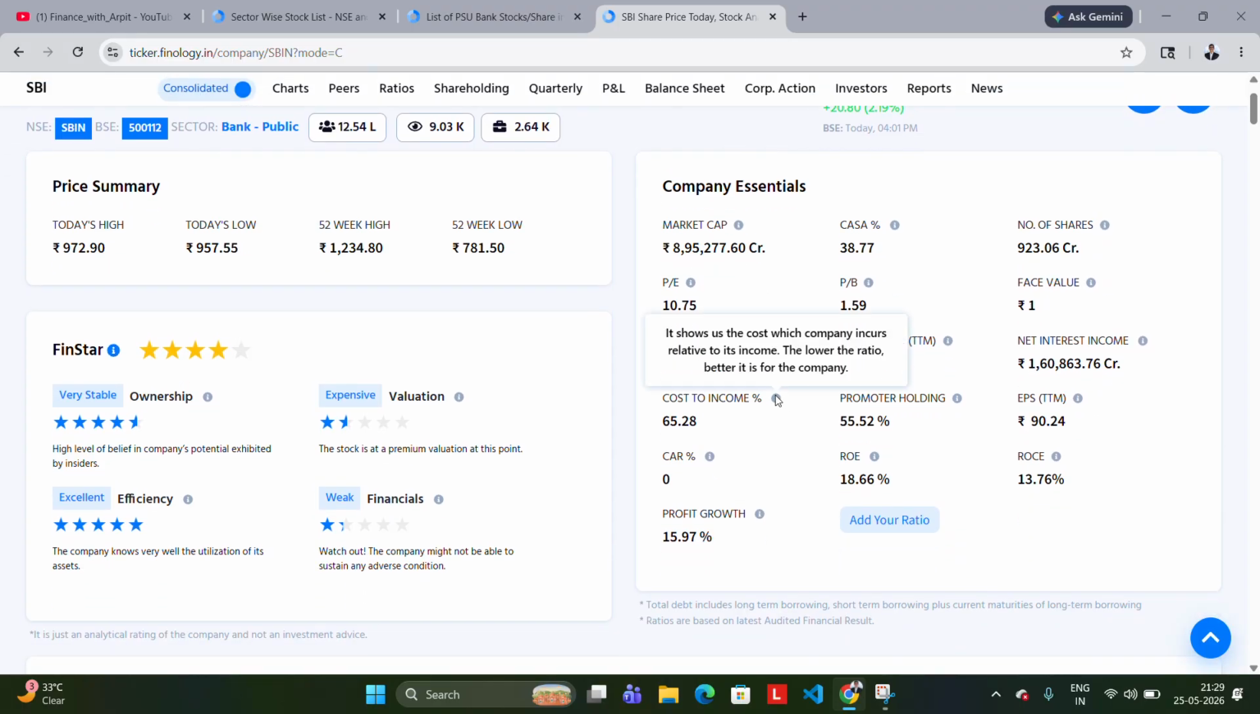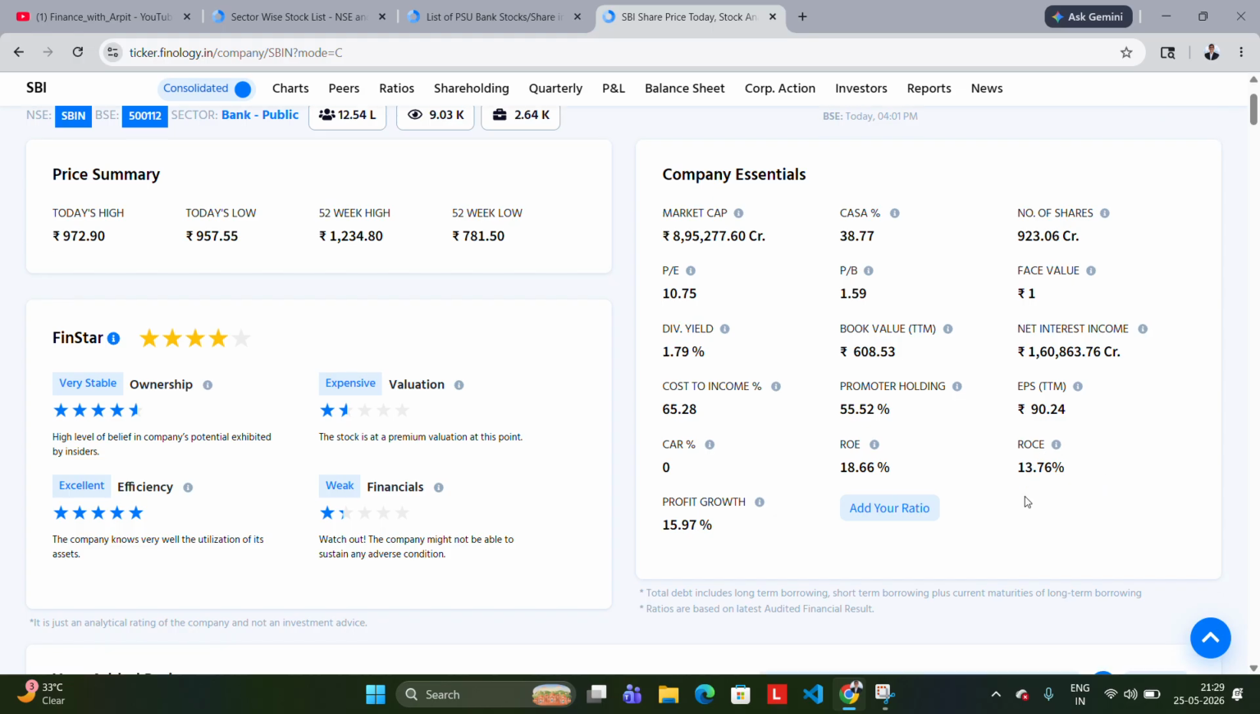Yeah, and the cost to income should be as low as possible, because cost to income means for every 100 rupees the bank gets, how much they need to pay back. They need to pay 65 and they get 100. It's a different thing that they charge 10 to 12% on the loans, but for that 65 they have to give to the customers, for the salary and everything like that.